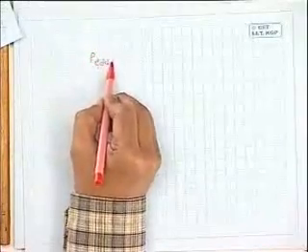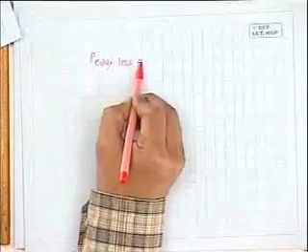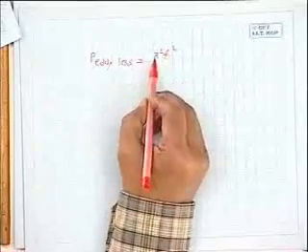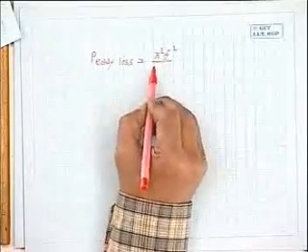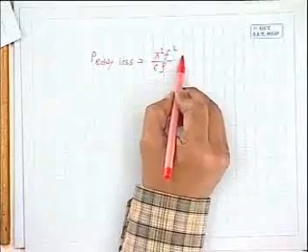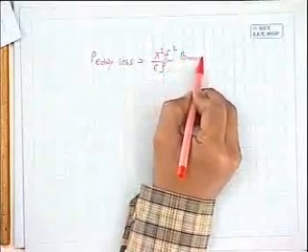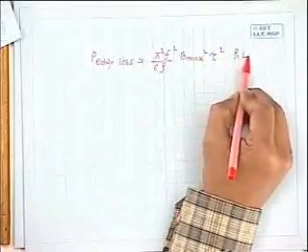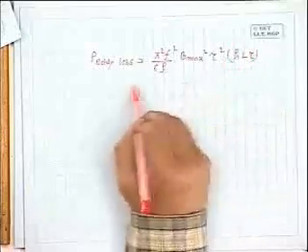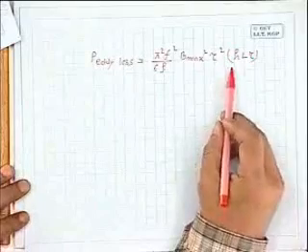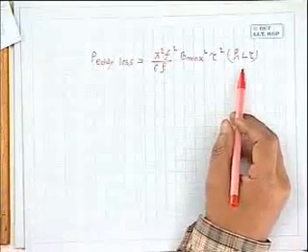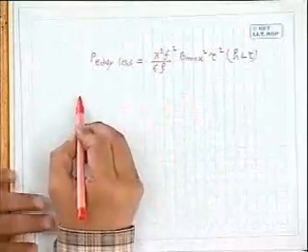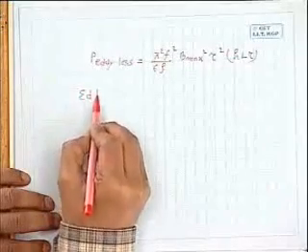Now this one I will write it like this. So eddy loss will be some pi square f square by 6 rho, and then b max square, then tau square, and then h L tau. This way I will write. What is HL tau? It is the volume of the material. Okay, volume of the material.